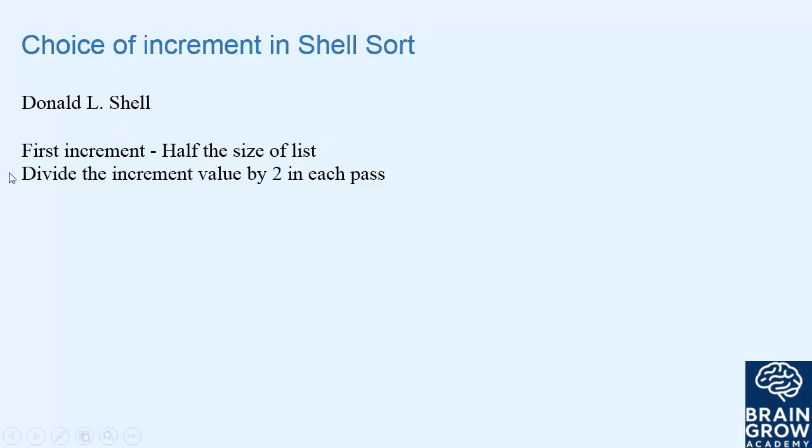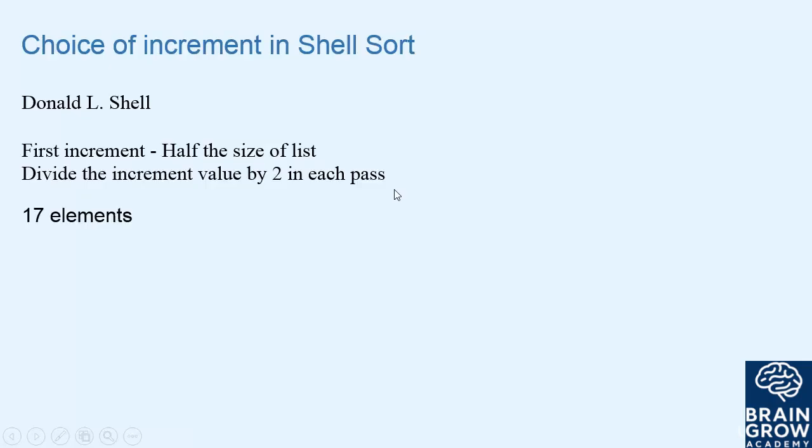Now let's talk about increments. The values of increments that we have taken in our example are 5, 3 and 1. Now we can take any other sequence of increments. The only condition is that the increment should decrease in every pass, and in the last pass the value of increment should be 1. Now the sequence of increments given by Donald L. Shell was this. He suggested to take the first increment as half the size of the list and then divide the increment value by 2 in each pass.